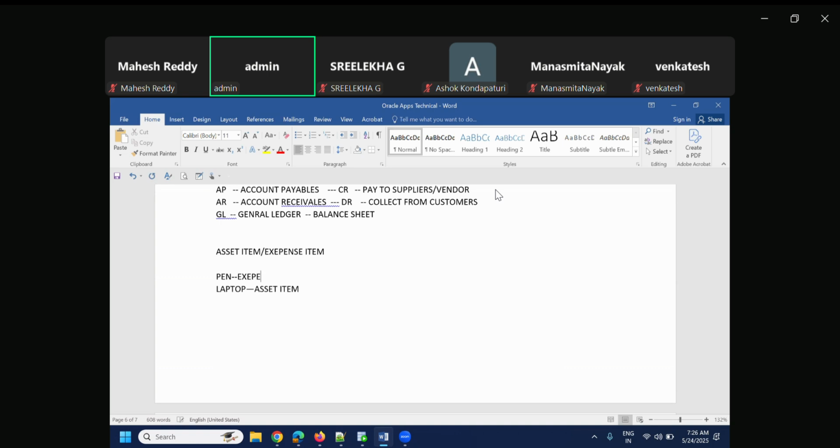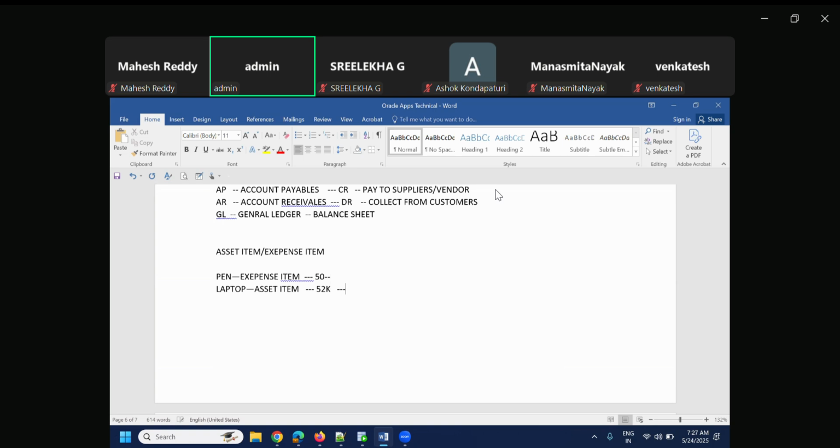Correct? Coming to the pen, the initial value is, for example, 50 rupees, with no depreciation. We'll use it for one week or one month, then throw it in the dustbin. We won't store that pen. But coming to asset items, every year the asset value will go down or up. Maybe there is appreciation or maybe depreciation. For example, initially I spent 52,000 to buy the laptop.